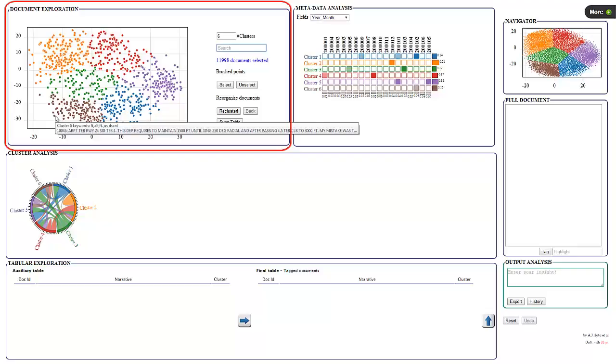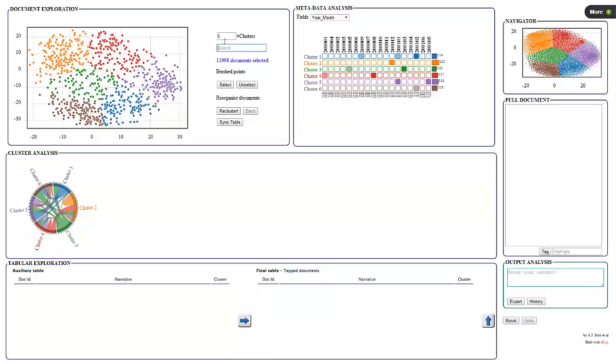The Document Exploration panel shows a two-dimensional representation of the corpus, where each dot represents a document. Two documents located close to each other indicate that they are related. Documents are colored according to the cluster they belong to. The number of clusters can be changed interactively, triggering changes in other panels.